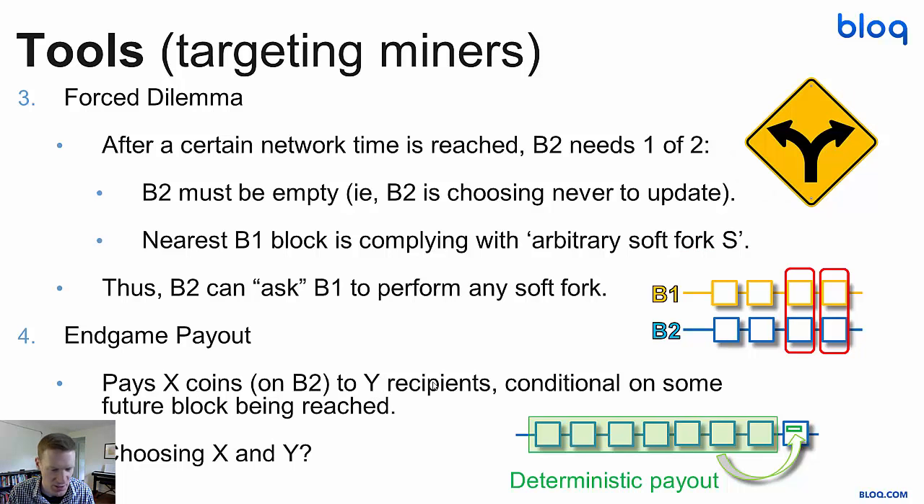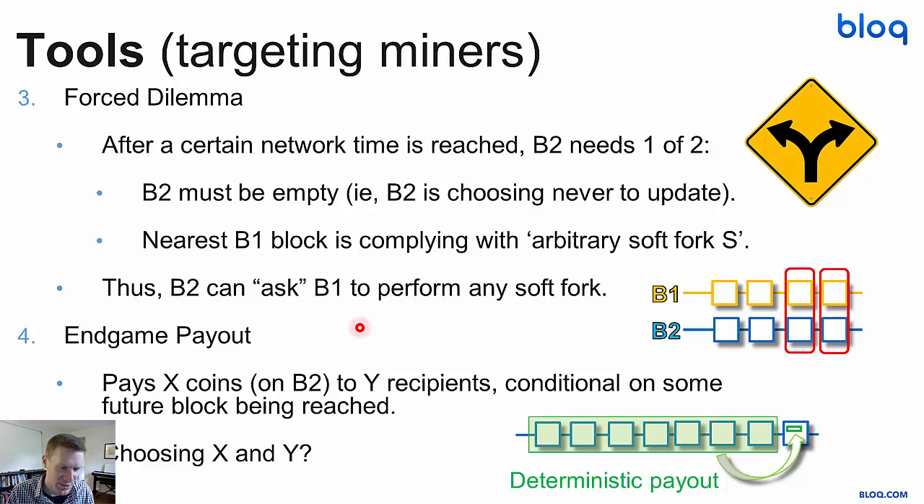Tool number 4, the end game payout. It's going to pay X coins on B2 to Y recipients, conditional on some future block being reached. So we have block here, block here, block here, blocks everywhere. And once we reach this block, whatever happened in between, there'll be some giant payout to some addresses in this block. Y recipients will receive money, they'll get X coins.